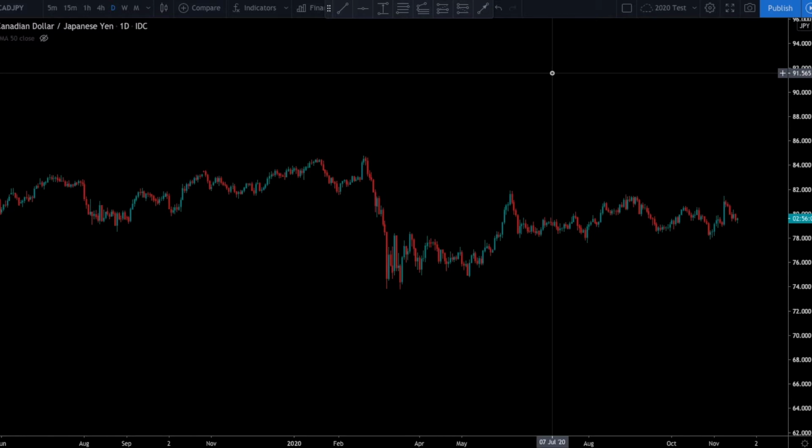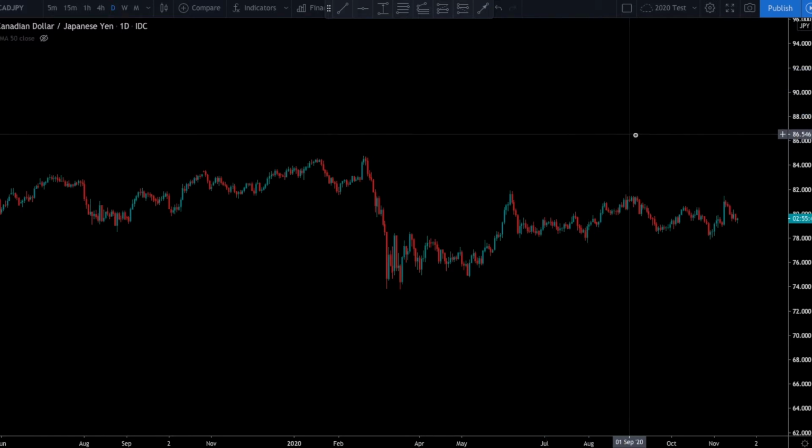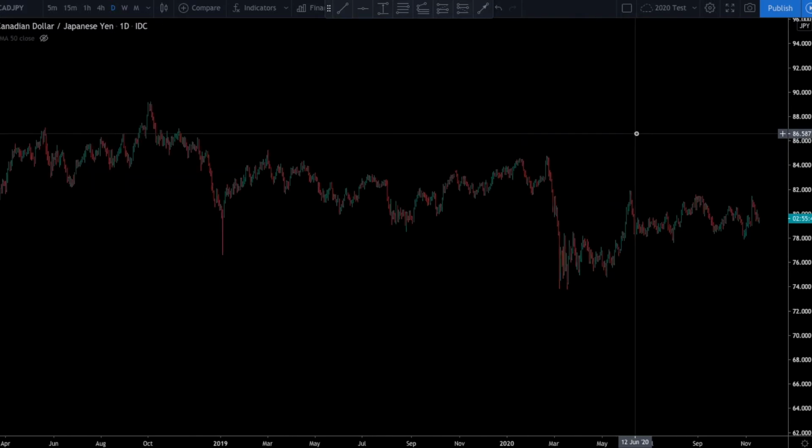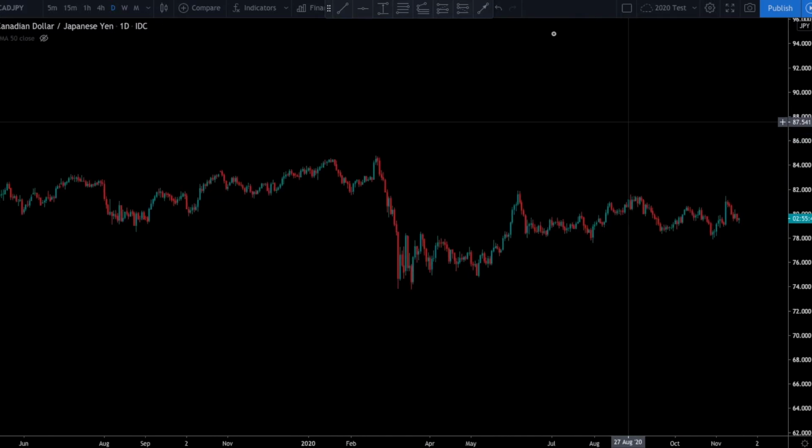You just want your charts to be very clear and clean to your eyes so that you can identify those areas where price is forming an edge. So let's just start drawing in lines.